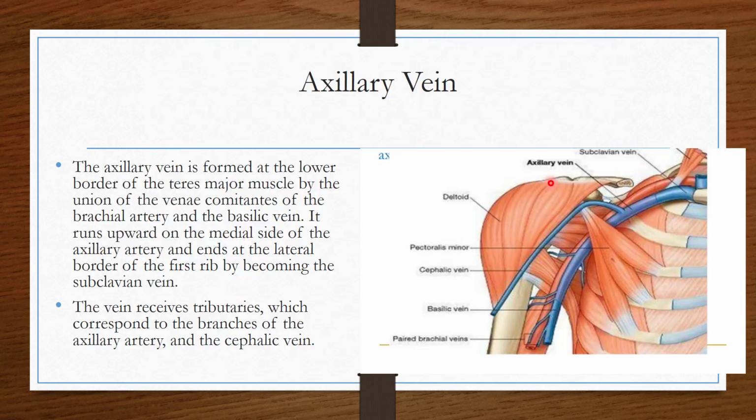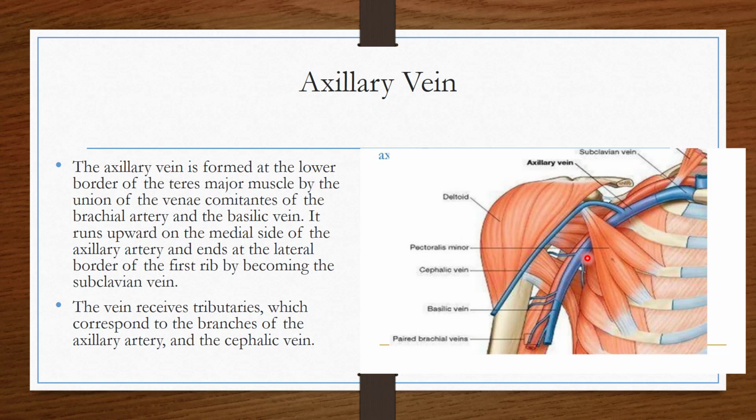Now the axillary vein. This is the second content of the axilla. The axillary vein is formed at the lower border of the teres major muscle. Where the axillary artery was ending, here the axillary vein will start. Okay, at the lower border of the teres major muscle by the union of the venae comitantes of the brachial artery. See here all the paired brachial veins along with the basilic vein. This is the basilic vein along with all brachial veins or the venae comitantes of all the branches of the axillary artery. They will form, along with the basilic vein, the axillary vein.